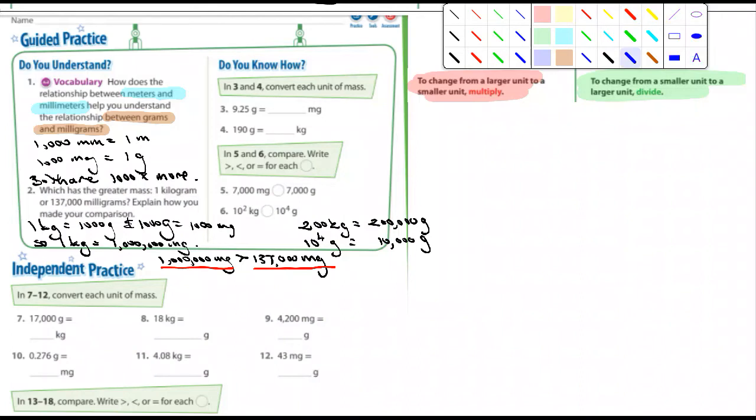Okay, looking at number 3, it says 9.25 grams equals how many milligrams? So the question I'm going to ask for number 3 here, are we going from larger to smaller or smaller to larger? Larger to smaller, and so you multiply. So 9.25 times 1,000 equals, I'm going to move the decimal 3 places, 9,250. 9,250 milligrams.